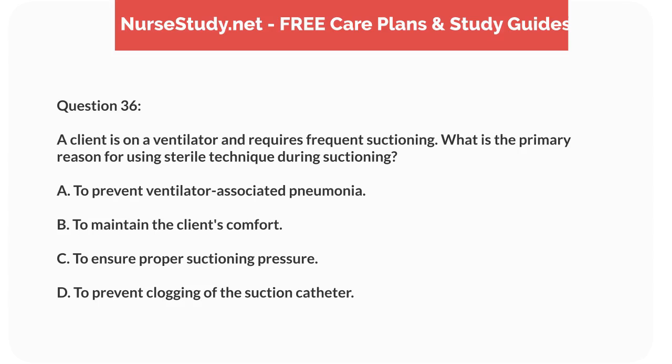Question 36. A client is on a ventilator and requires frequent suctioning. What is the primary reason for using sterile technique during suctioning? A. To prevent ventilator-associated pneumonia. B. To maintain the client's comfort. C. To ensure proper suctioning pressure. D. To prevent clogging of the suction catheter.